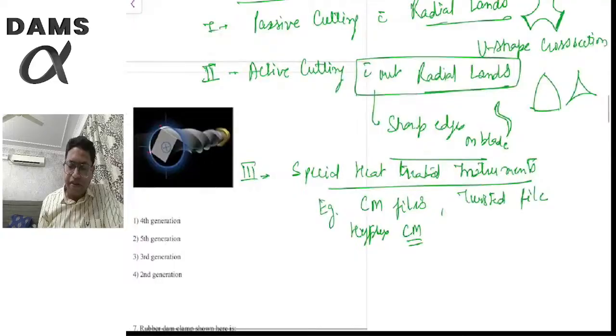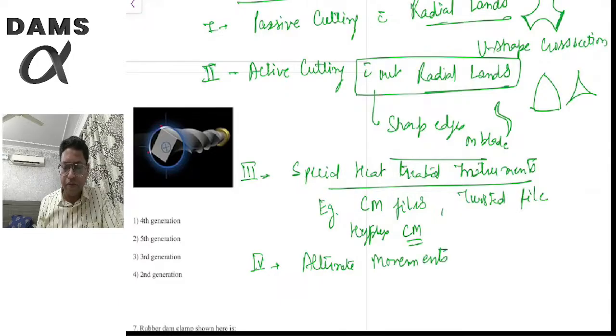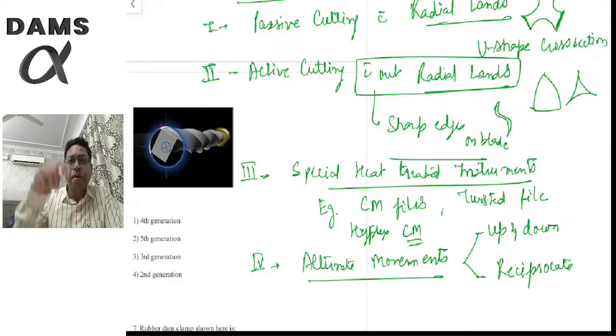Fourth generation, they have alternate movements. These nickel titanium instruments have got alternate movements. Means either they would move up and down, instead of rotating inside the root canals, or they would reciprocate. Move to and fro. Move up and down.